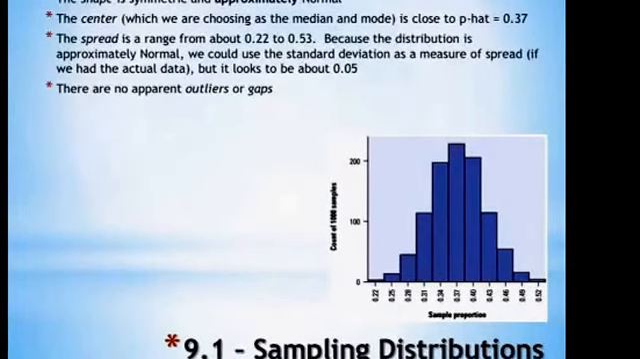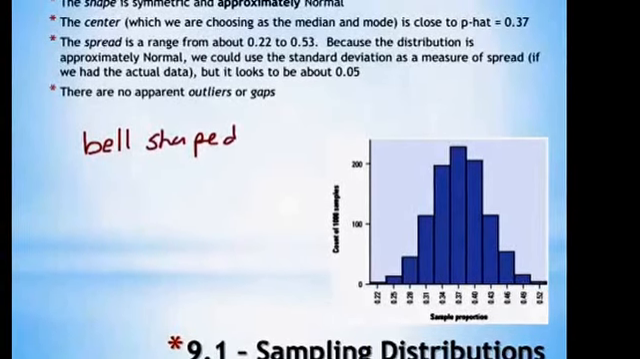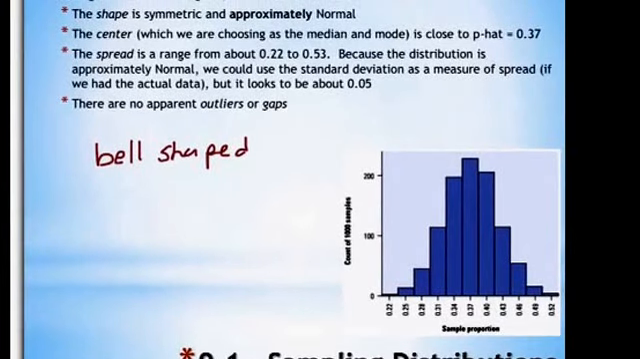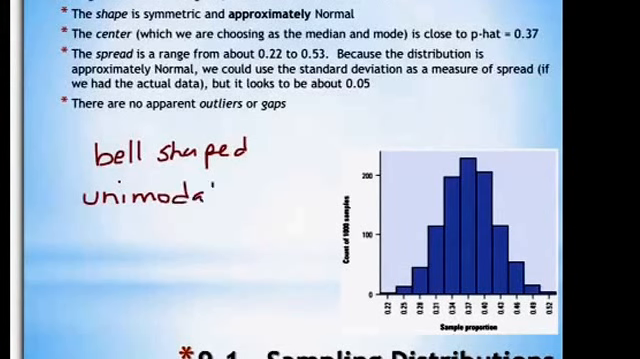So let's look at the distribution of the same histogram we were talking about. The shape is symmetric and approximately normal. I just want you guys to remember that we can also call it bell curved, bell shaped, or unimodal. Remember, bimodal has 2 humps, unimodal only has 1. Unicycle, unibrow, all talk about 1.